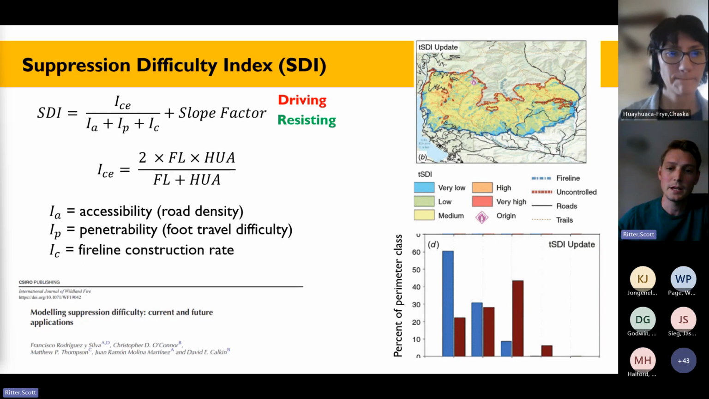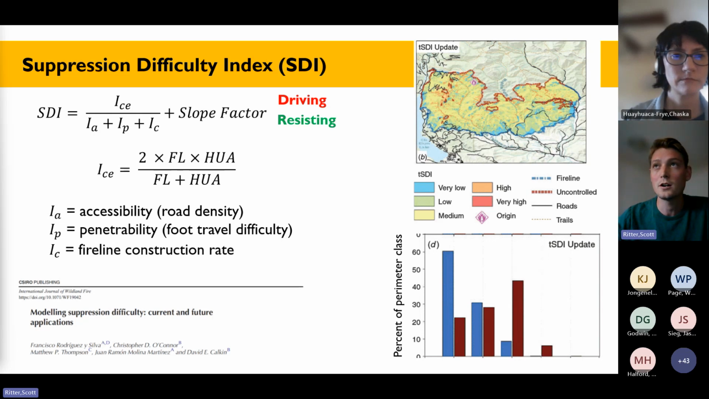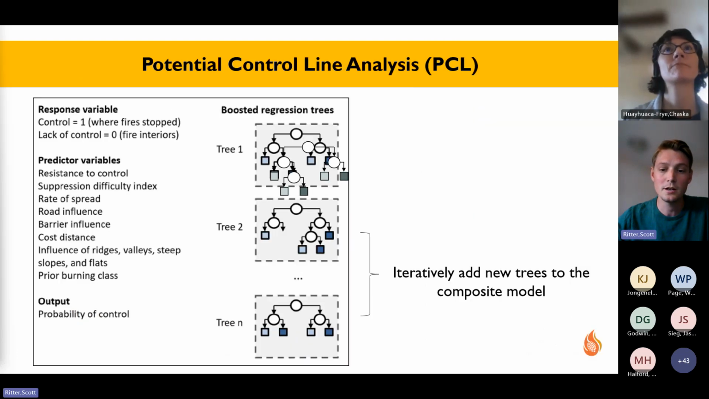And then those factors that make it hard are balanced by some of the things that help us out as firefighters. So accessibility, what's the road density and distance to a particular road, penetrability, which is this measurement of how challenging it is to move across the ground, and then fire line construction rate, which is calculated based on the surface fuel model. So essentially, how much effort or how long does it take to construct fire line in a given location. So those are the factors going into the model. You can dig into this paper if you want to read a little bit more about it, and we'll see some examples of the model. So that's suppression difficulty index.